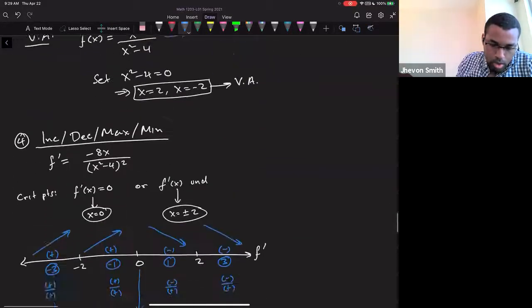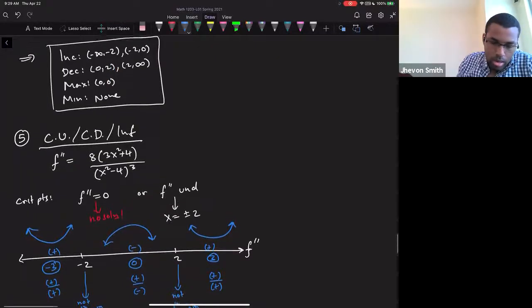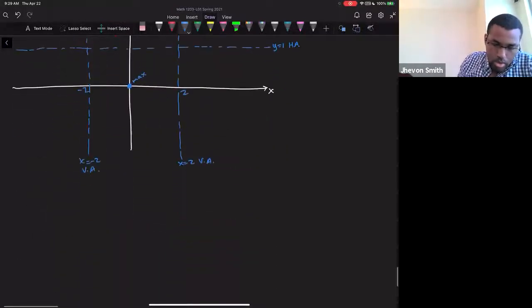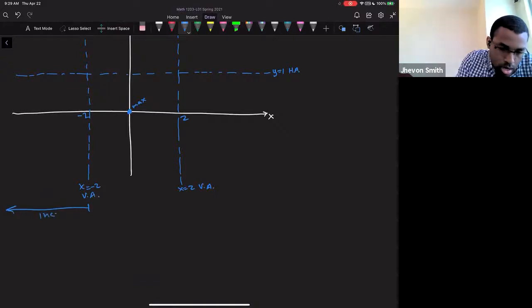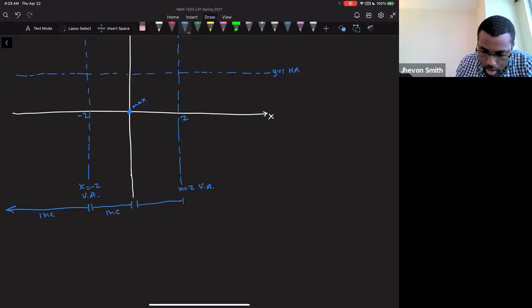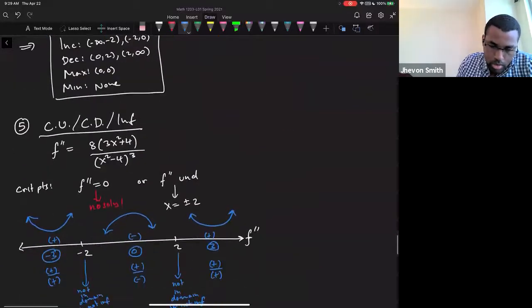After we put in asymptotes, next thing we want to do is put in our intervals. We're increasing up to -2, and then from -2 to 0. So from here back, we're increasing. And from -2 to 0, we're increasing. Then we're decreasing from here to 2, and then all the way forward. So that's our interval of increase and decrease.